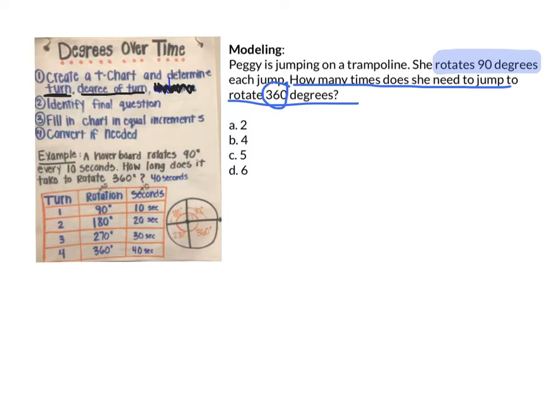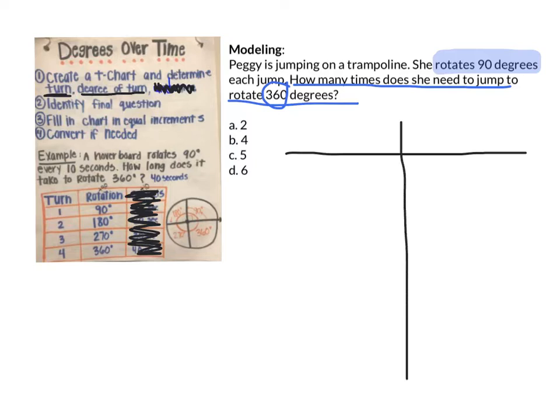So I'm going to cross out time. And if you look at the example, I'm also going to cross out seconds, or the time column, on the T-chart. We don't need to look at that quite yet. But we are going to make our T-chart for turn and rotation. So my first column is going to be turn. And my second column is going to be degrees of rotation, or degrees of turn.